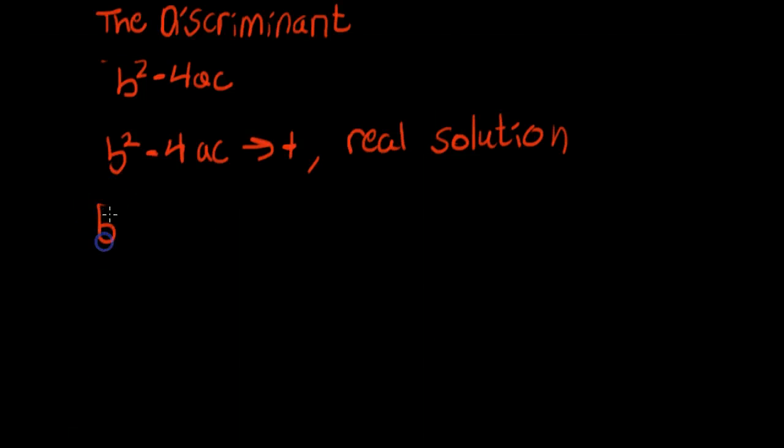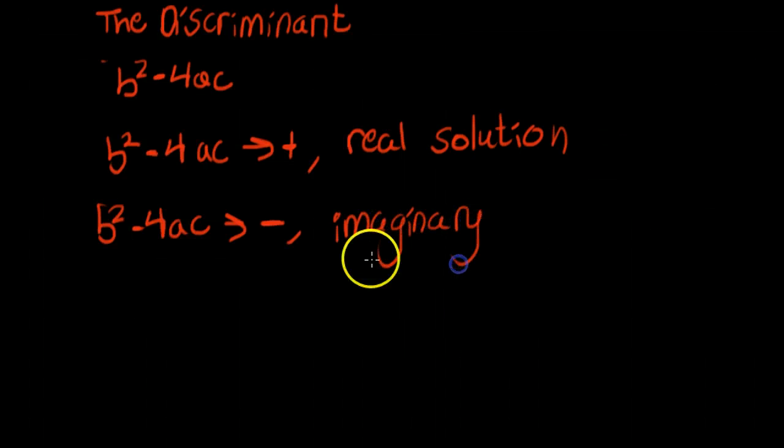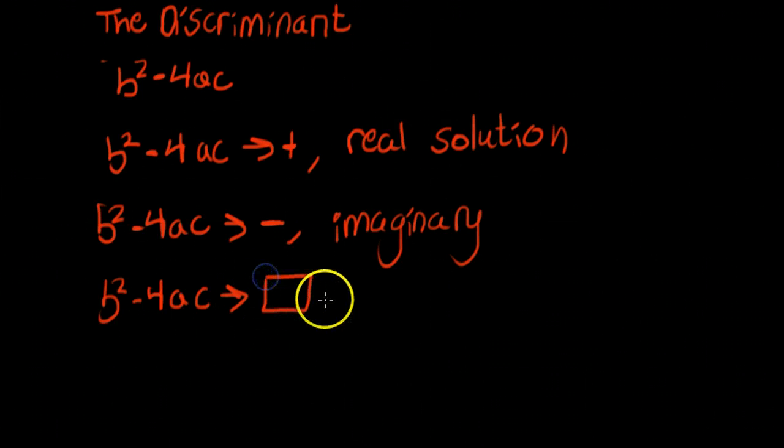If b squared minus 4ac is negative, then we're going to have imaginary solutions, because that gets us a negative number under the radical, and taking the square root of a negative number gets you an imaginary solution. And finally, if b squared minus 4ac is a perfect square, like 9, 4, or 16, that means we're going to get rational solutions, because those are numbers that you would be able to write as fractions.